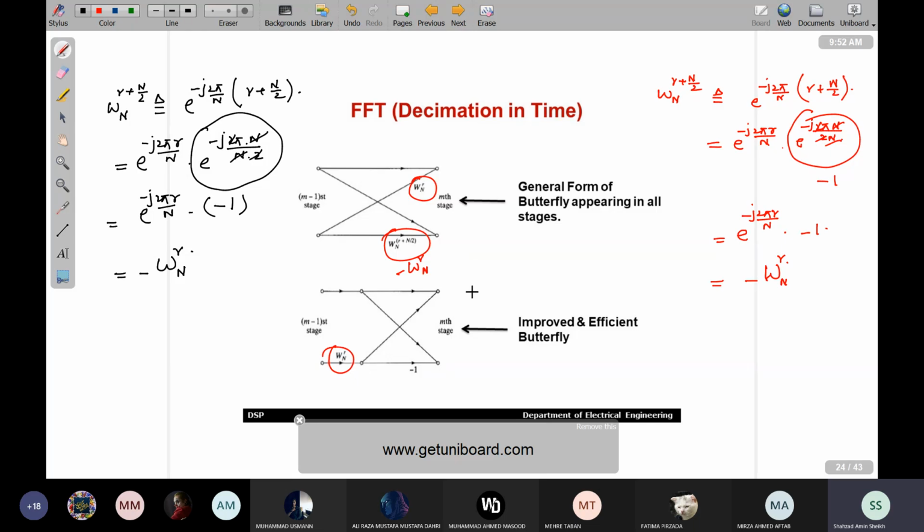Why we want to do it? Because इसके अंदर 2 multiplications थे और 2 additions थे. अगर आप इसको देखें तो इसके अंदर 1 multiplication है और 2 additions हैं. So that's the advantage we have obtained by just having an improved and efficient structure.